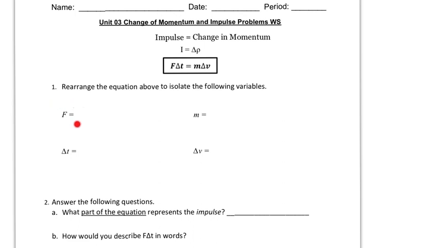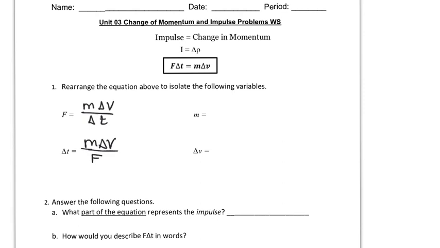So if you're solving for force, you want that by itself, so you divide both sides by the delta t, and you get m delta v over delta t equals the force. For finding the change in time, you divide both sides by the force, and you end up with the change in time is equal to m delta v, the mass times the change in velocity, over the force.